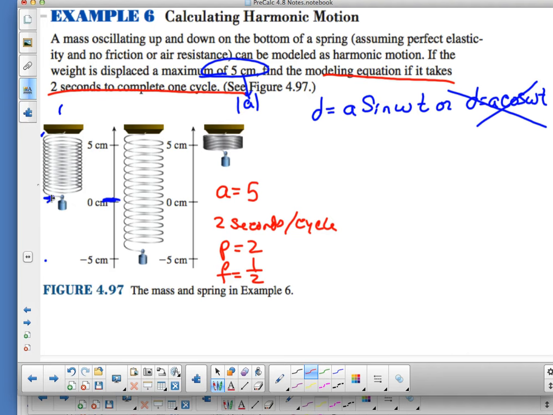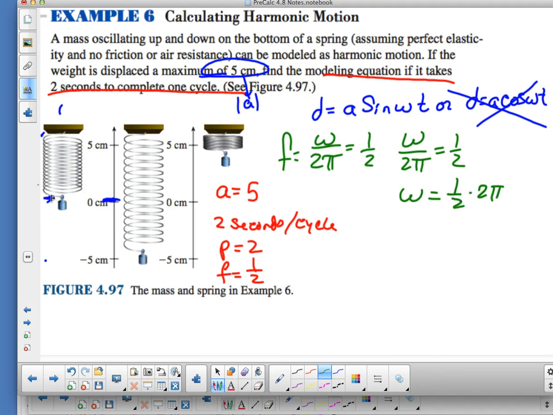Well, I've got an equation here that says f is equal to omega over 2 pi, and I already know that f is 1/2. So I'm going to multiply by 2 pi. And remember, what I'm solving here is omega over 2 pi equals 1/2. So omega is equal to 1/2 times 2 pi. So omega is equal to pi. So I've got omega, and I have A, so I can write my model.